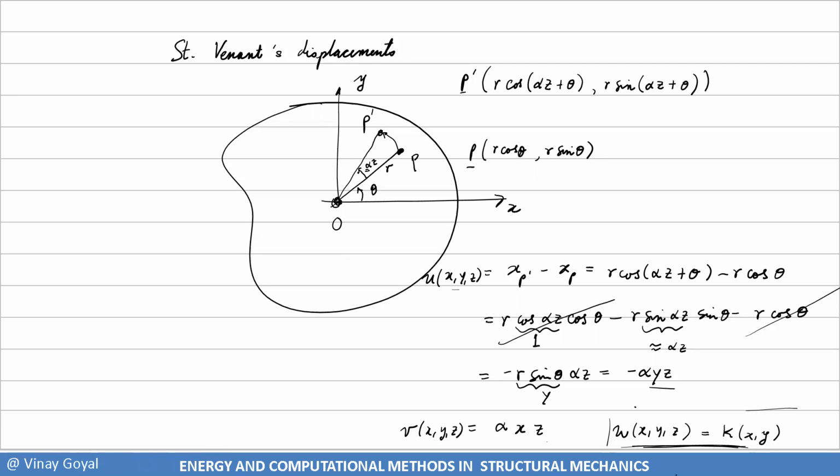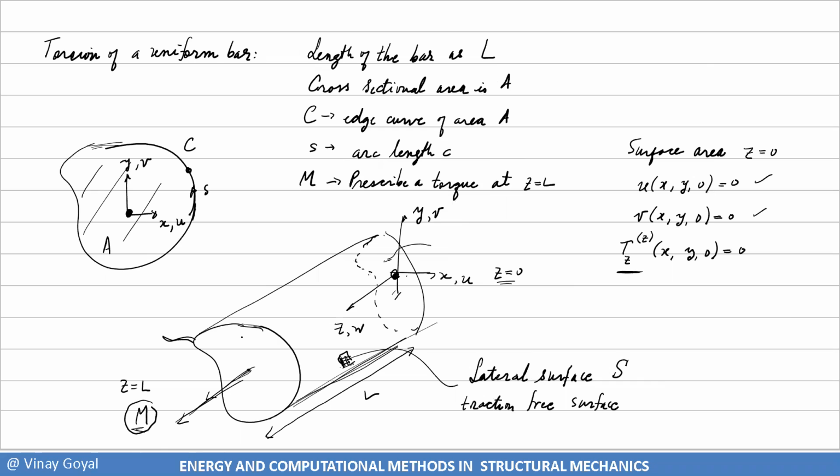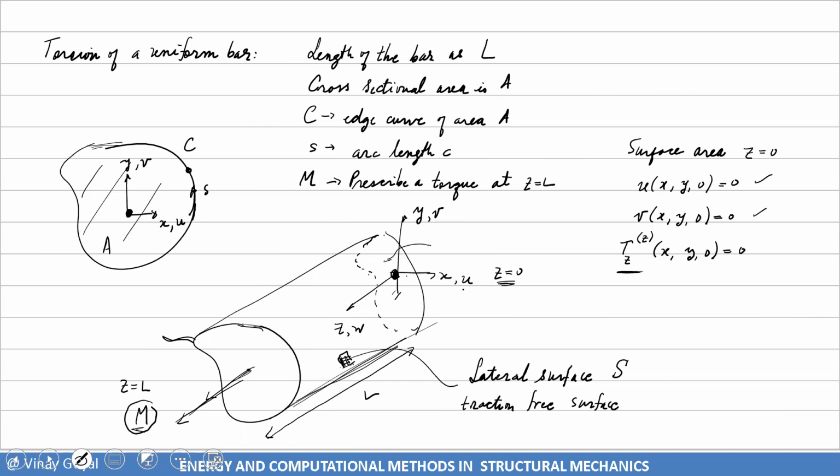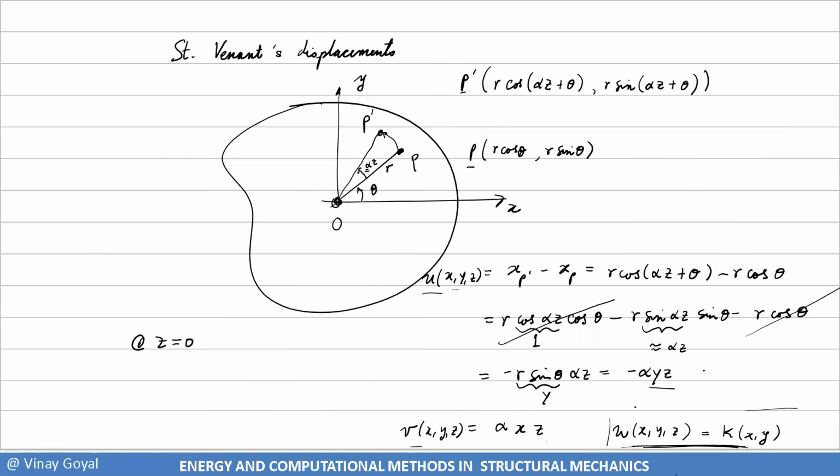I don't know alpha, and I'm assuming that the deflection, the torsion, is going to occur as a function of alpha. For example, at z equals 0, you can see that u and v have to be 0 because I told you that at z equals 0, u and v are fixed. You can see here that it works out that u is 0 at z equals 0 and v is 0 at z equals 0. It's working out. So u and v are fixed.